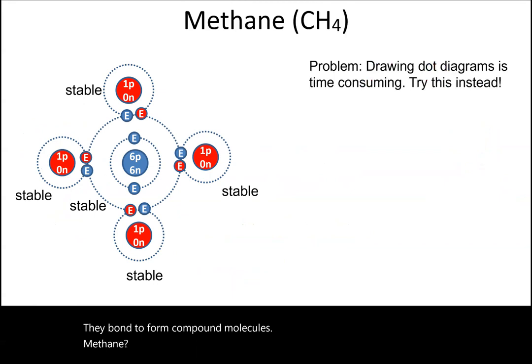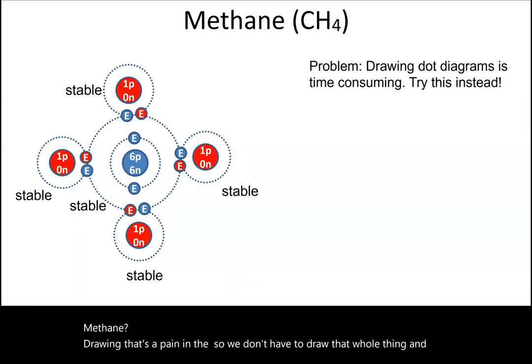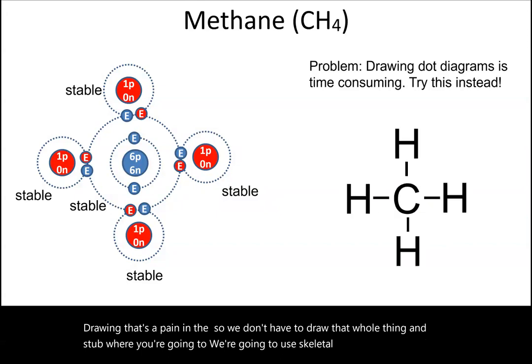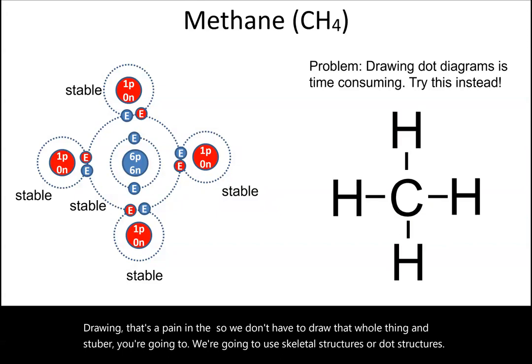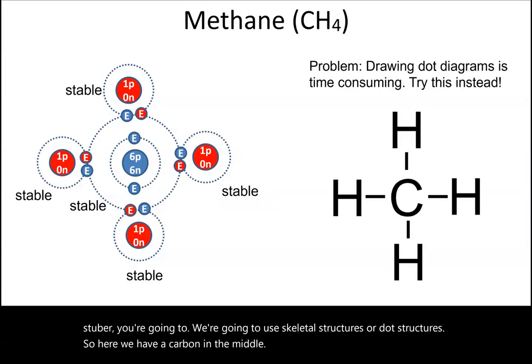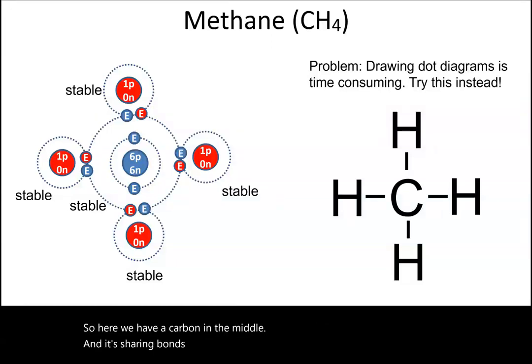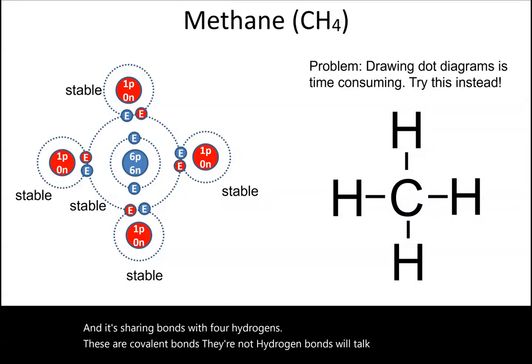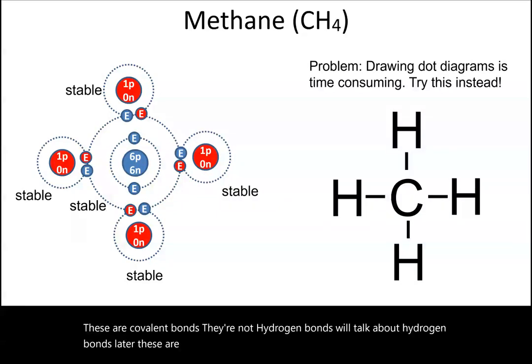Now, drawing that's a pain in the butt, so we don't have to draw that whole thing. Instead, we're gonna use skeletal structures or dot structures. So here we have a carbon in the middle, and it's sharing bonds with 4 hydrogens. Now, these are covalent bonds. They're not hydrogen bonds. We'll talk about hydrogen bonds later. These are covalent bonds where they're sharing electrons.